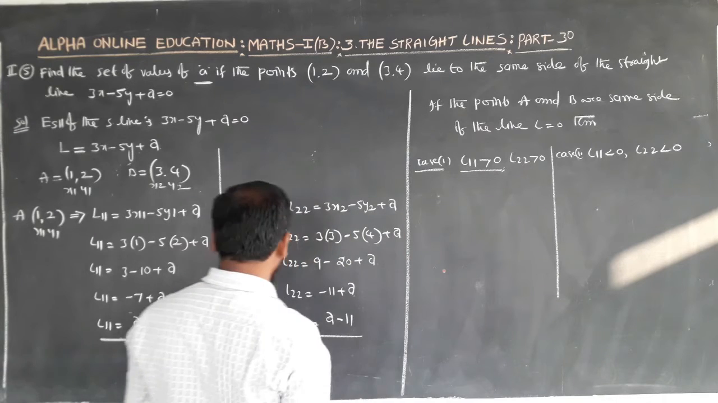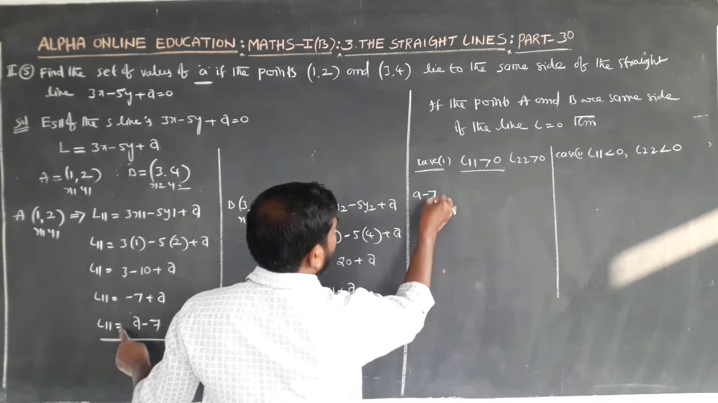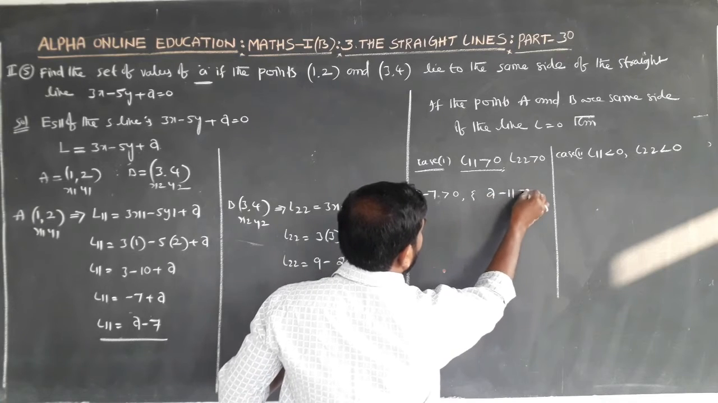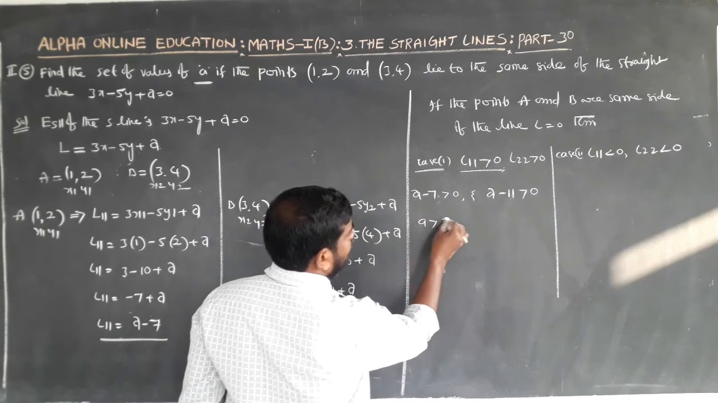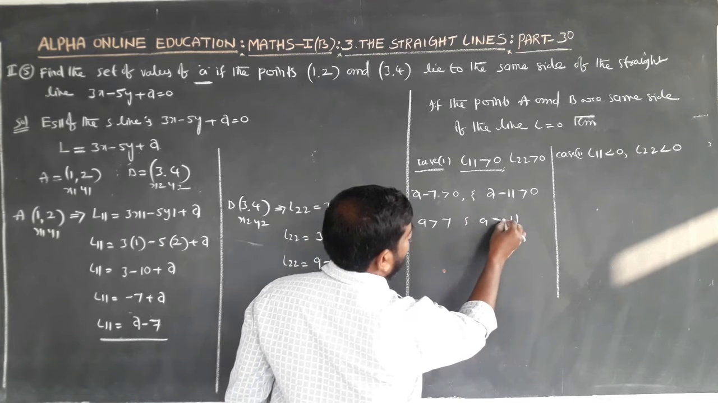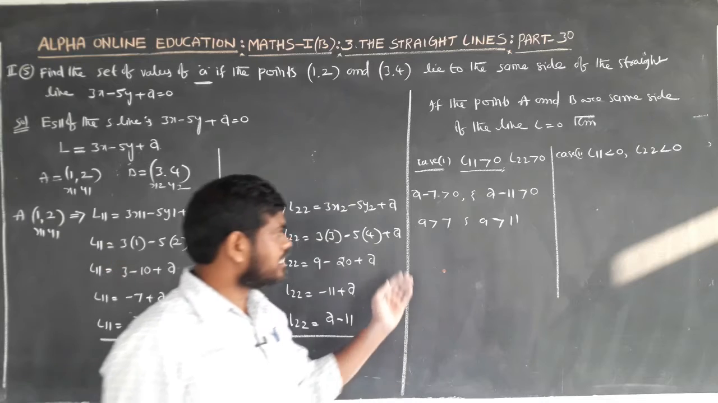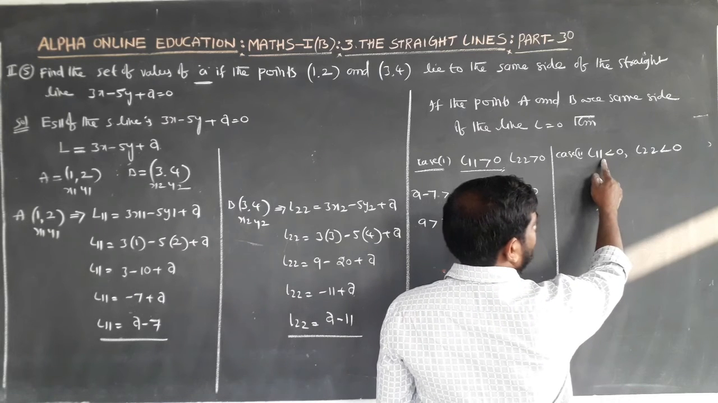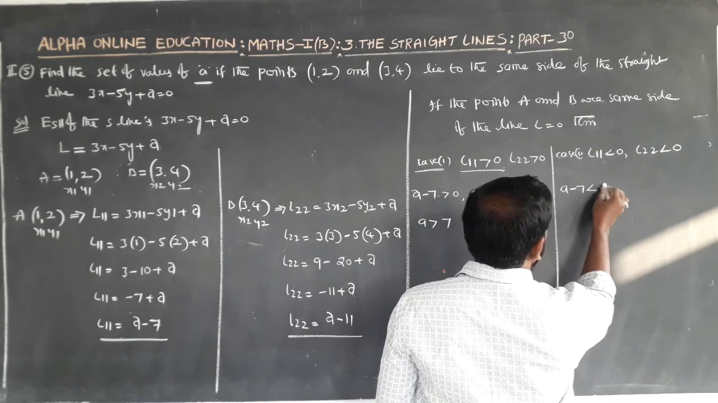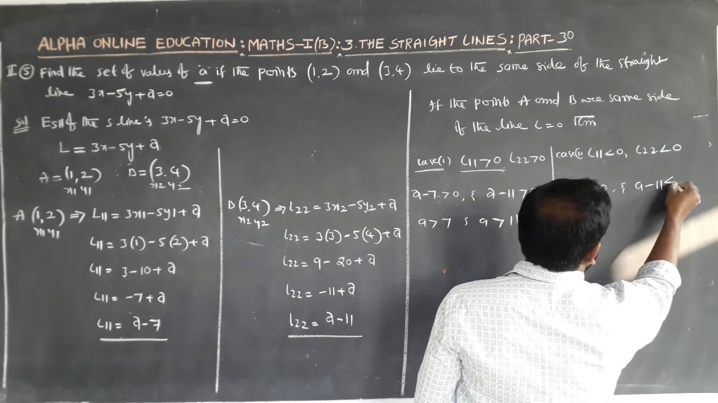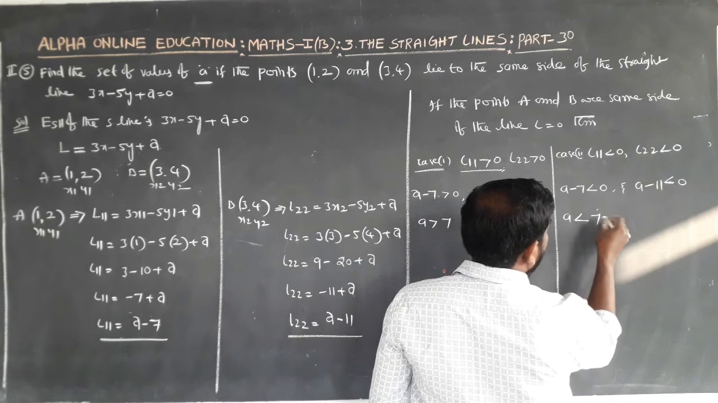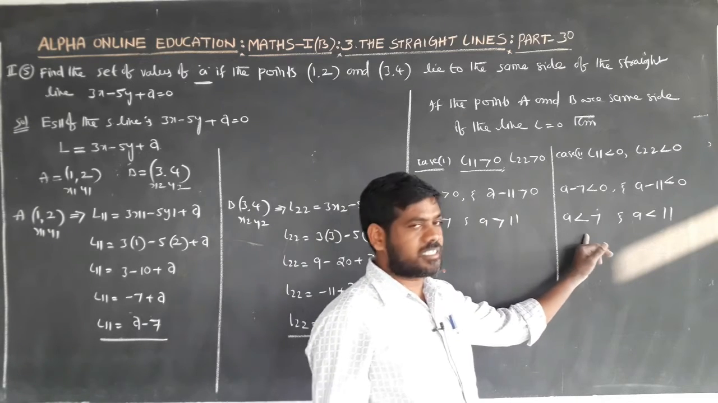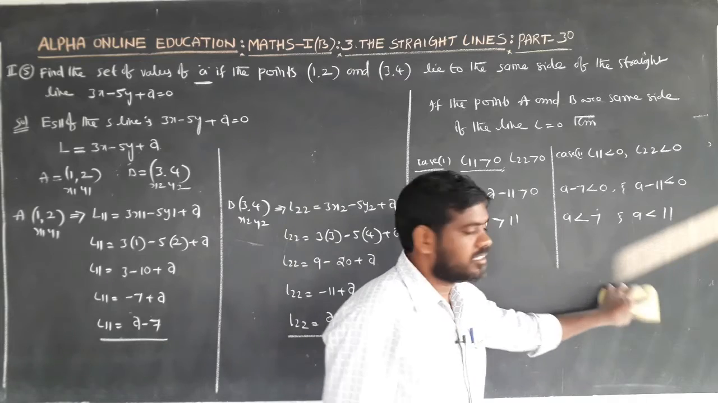First case: L11 is greater than 0 means a minus 7 is greater than 0, and a minus 11 is greater than 0. So a is greater than 7 and a is greater than 11. Second case: L11 is less than 0 means a minus 7 is less than 0, and a minus 11 is less than 0. So a is less than 7 and a is less than 11.